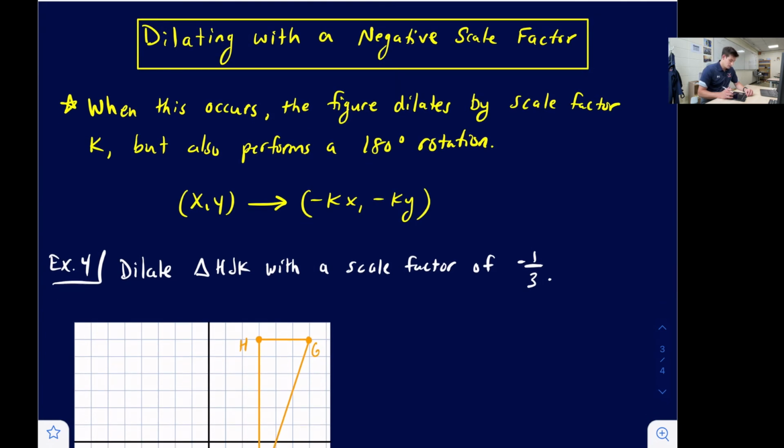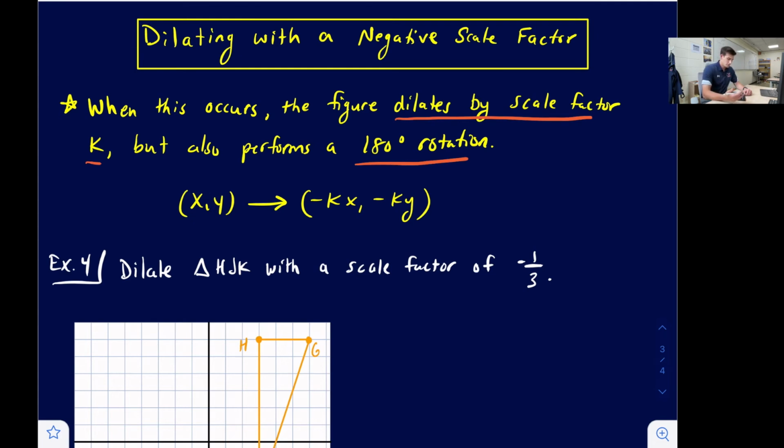Okay. Last thing we're going to talk about, what happens if our scale factor is negative? Okay, that could happen. What it does is it dilates the scale factor by k, so that's still the same thing. However, it also performs a 180-degree rotation. So if we think back to our rotations video, if you want to take a look back at that, look up in the right-hand corner right now. I'll post a link to that.